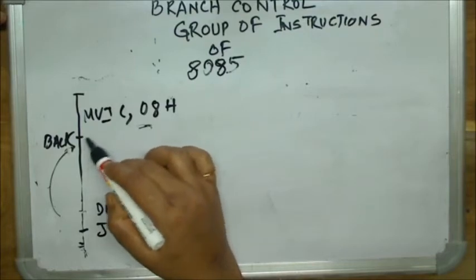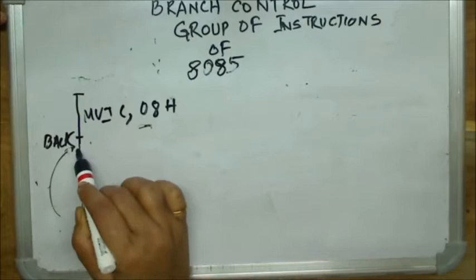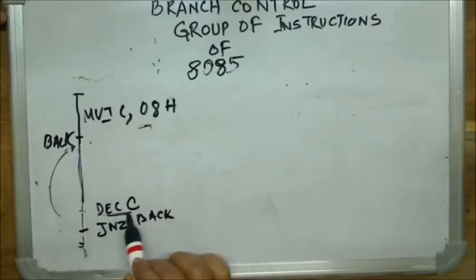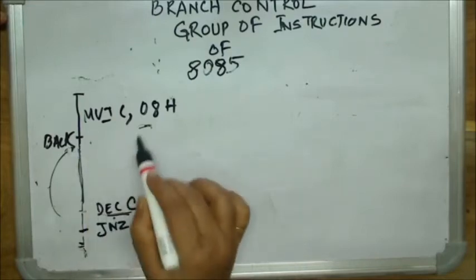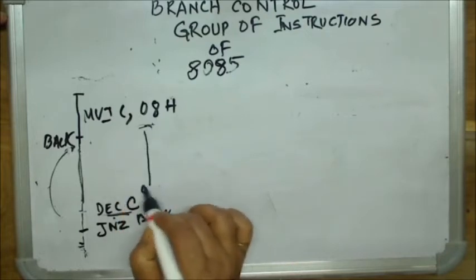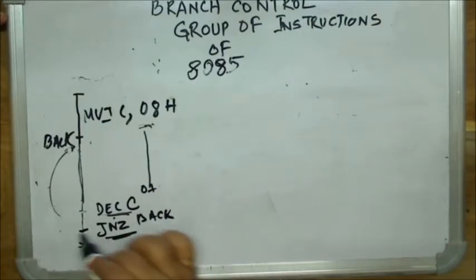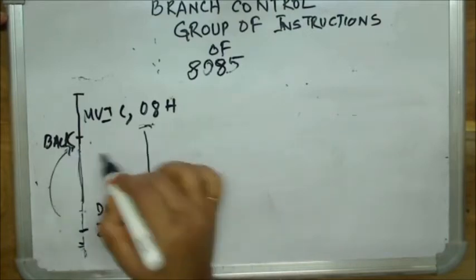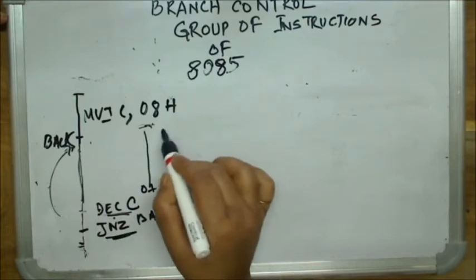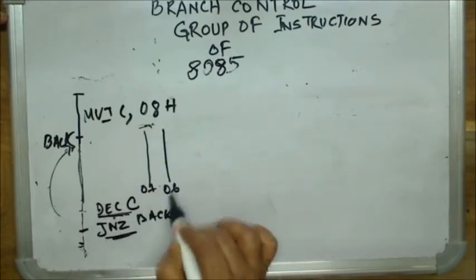So after that it will come to this, then it will execute this section. Then when it comes to the instruction DCR C, the counter which was initialized in C will be 07. Again it will go back because the counter has not become 0. It will run this section.